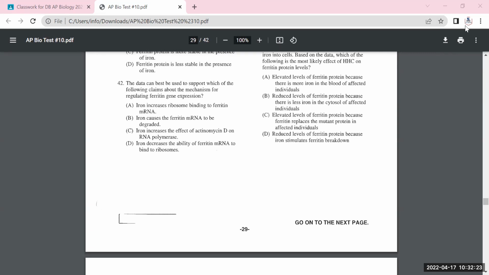Okay, the data can best be used to support which of the following claims about the mechanism for regulating ferritin gene expression? Iron increases ribosome binding to ferritin mRNA. Yes.